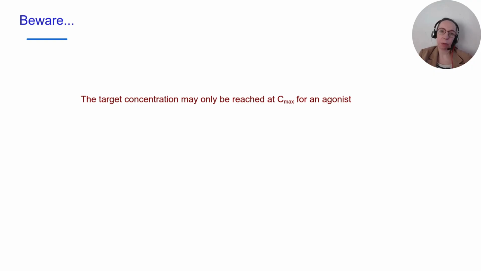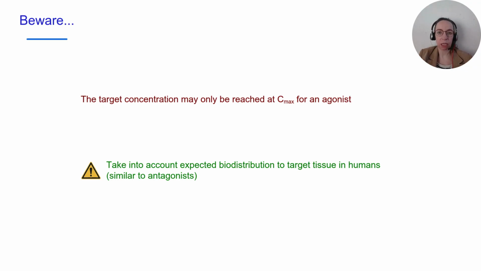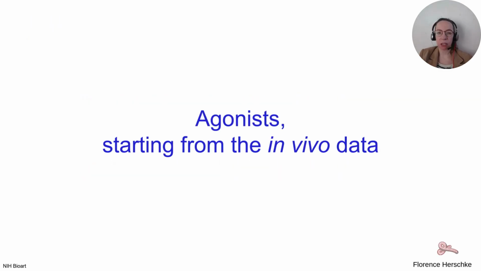And second point, similar to antagonists or inhibitors, it is essential to take into account expected biodistribution to target tissues. So once more, you will measure the concentration in the clinic in plasma. However, the agonist needs to be active in the target tissue. Moving to agonists, but starting this time from in vivo data.